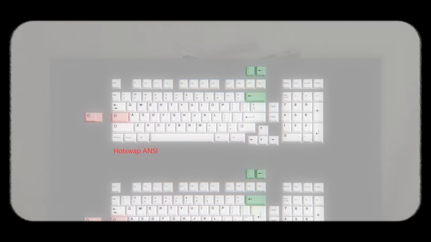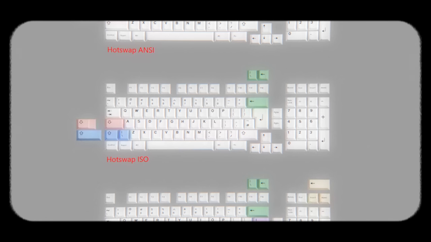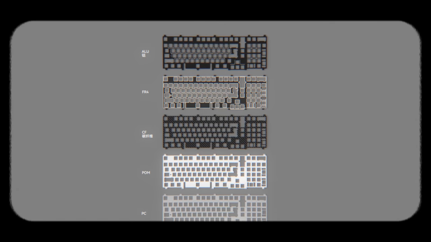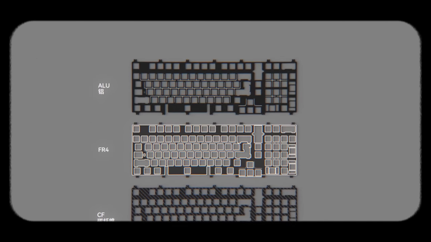Hot swap ANSI PCB supports stepped caps and split backspace. Hot swap ISO PCB supports stepped caps, split left shift, and split backspace. And the soldered PCB supports stepped caps, split left shift, ISO enter, split backspace, and an alternate backspace in the top right corner. All have daughter boards and support QMK and VIA. For plates, we have palm, polycarb, FR4, and aluminum, and also carbon fiber this time around. Aluminum and FR4 have flex cuts.